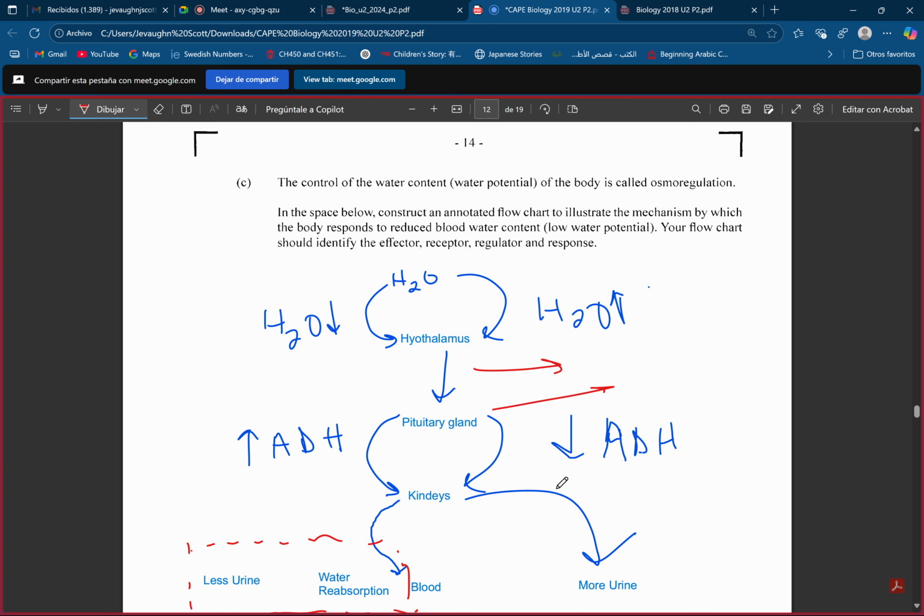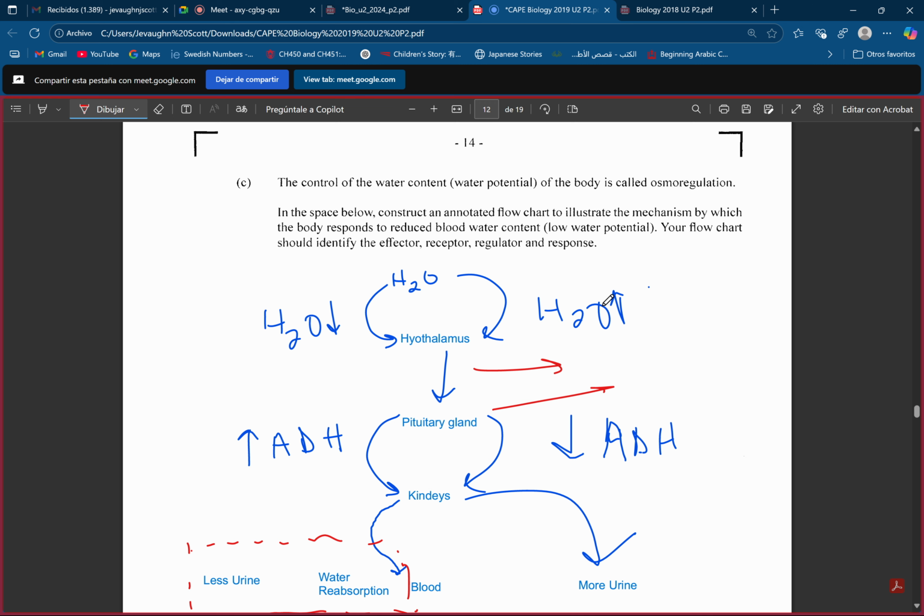It says to construct a diagram, and in your chart you need to show the receptor, effector and regulator. The receptor would be the hypothalamus, the effector would be the pituitary gland, and the regulator would be the kidneys. The response is really the decrease of ADH that leads to more urine, or the increase of ADH leading to less urine. So you just need to make sure that's known as well.